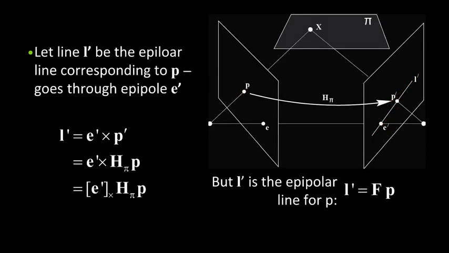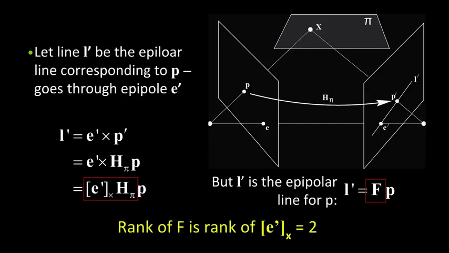Well, okay, L prime is equal to this nonsense over here on the left, and it's equal to Fp on the right. That means that this nonsense on the left, E prime cross product matrix times H, is equal to the F matrix. Well, remembering a little bit from your linear algebra, that means that the rank of this thing is going to be the rank of this thing, and this is rank 2. Told you this would come up before.